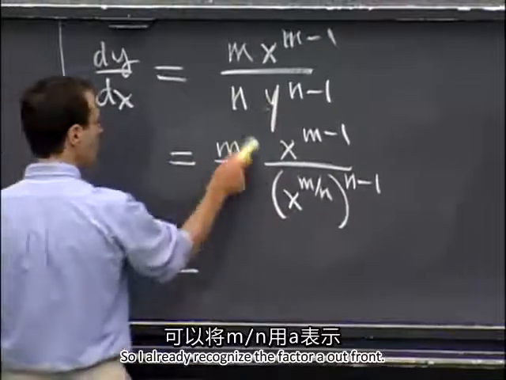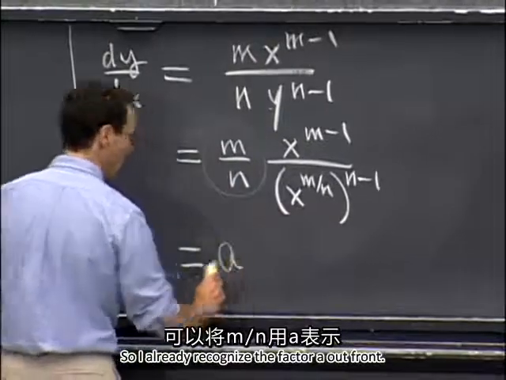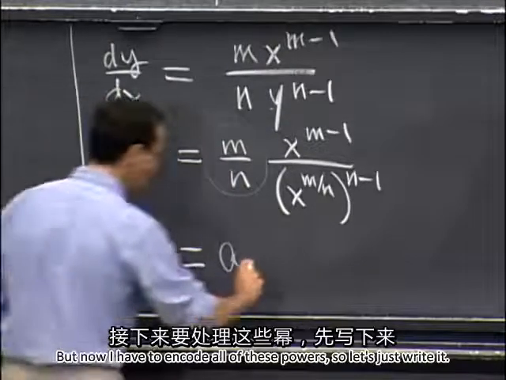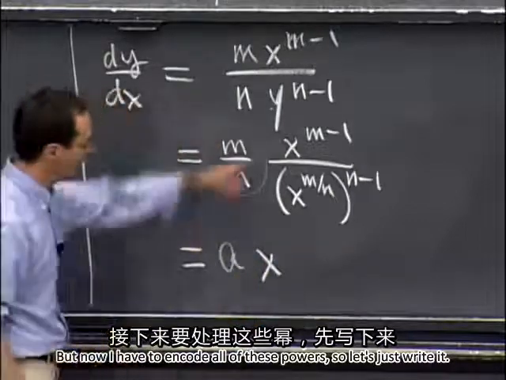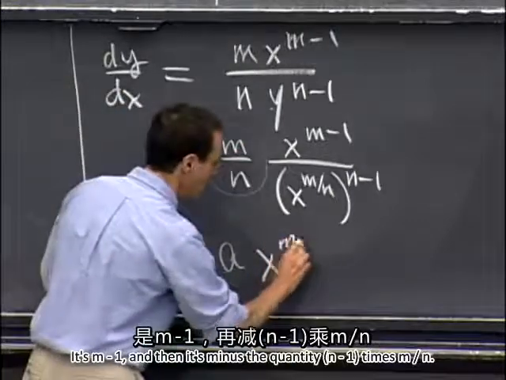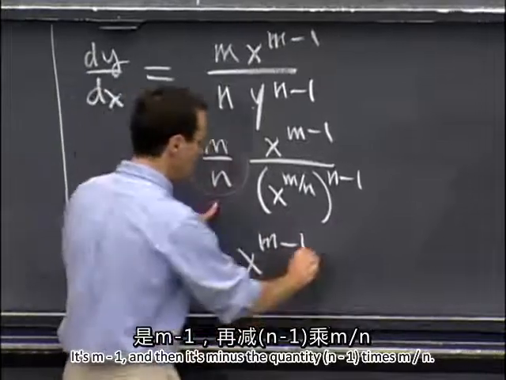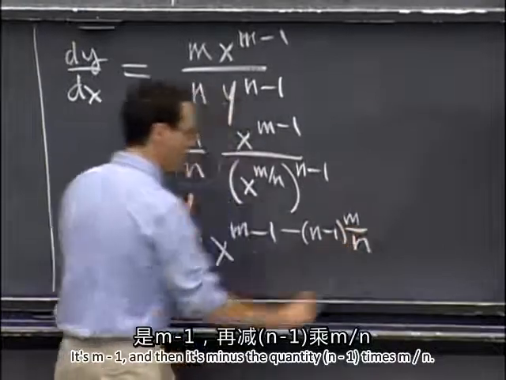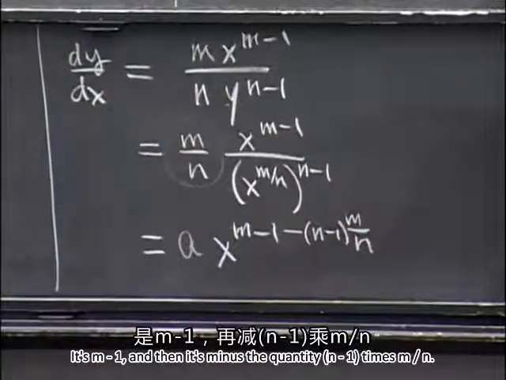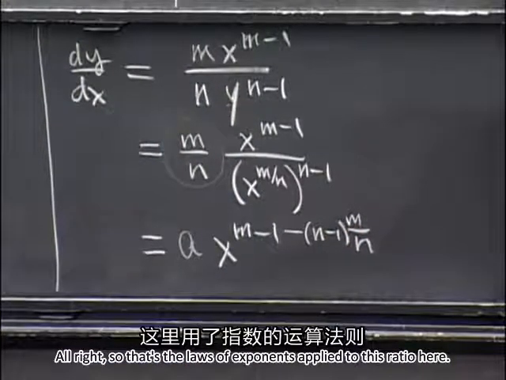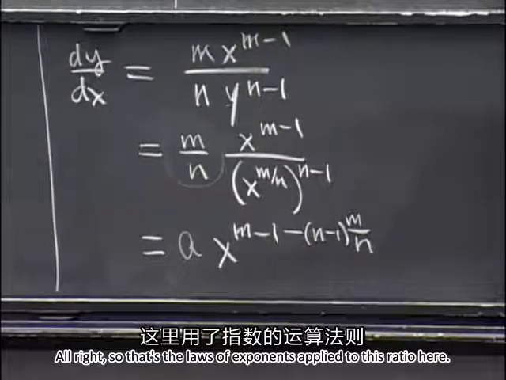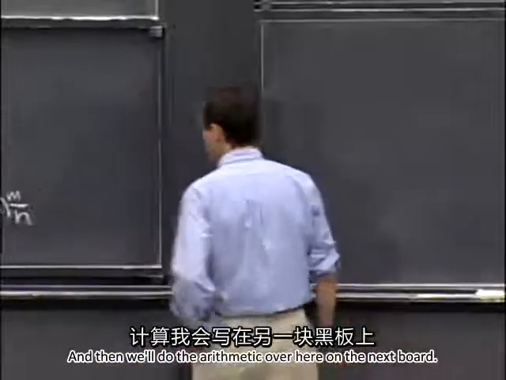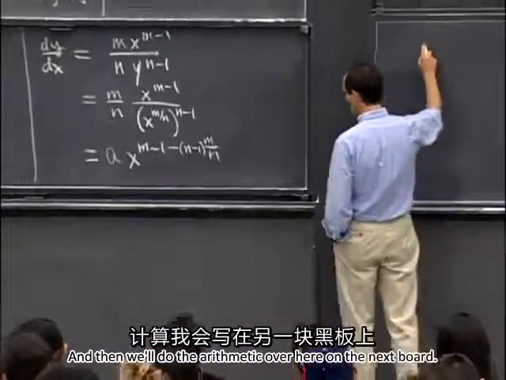So I already recognize the factor a out front. That's not going to be a problem for me, and that's what I'm aiming for here. But now I have to encode all of these powers. So let's just write it out. It's m minus 1, and then it's minus the quantity n minus 1 times m over n. All right, so that's the law of exponents applied to this ratio here. And then we'll do the arithmetic maybe just over here in the next board.